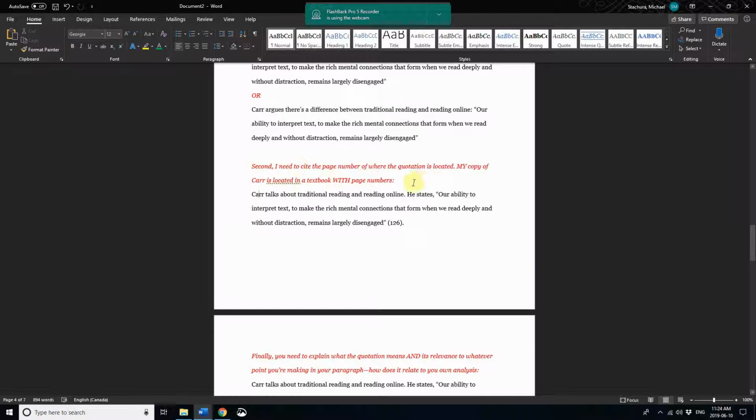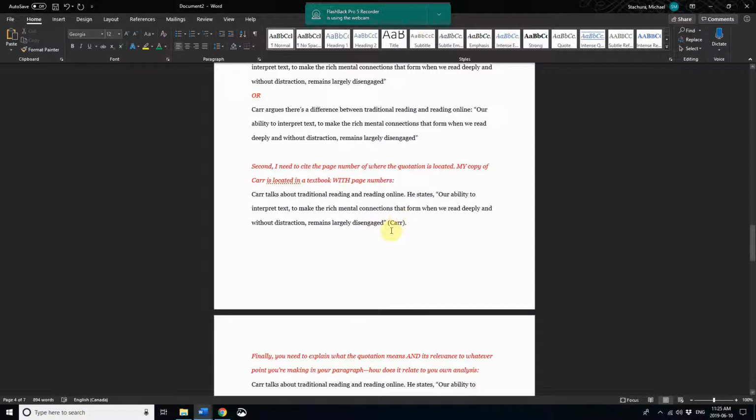Secondly, you need to cite the page number of where the quotation is located. Now, as I say here, my copy of Carr's article is located in a textbook which has page numbers. So there are page numbers within my reference. Okay, so I can give the page number down here. Most of the time, you guys are going to be taking source material that comes straight from the internet, where there are no page numbers and there are no paragraph numbers. So all you guys want to do, if you're citing Carr or Amy Chua or Hitchens or whatever article that you're engaging with, if there are no page numbers at all, you just put the last name in the citation.